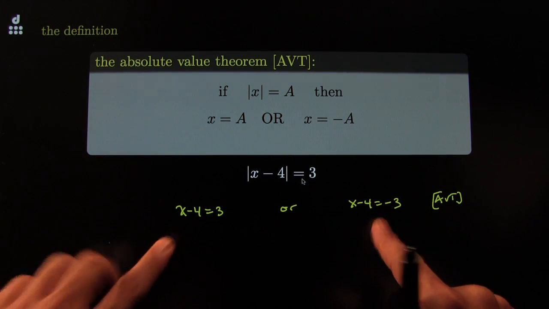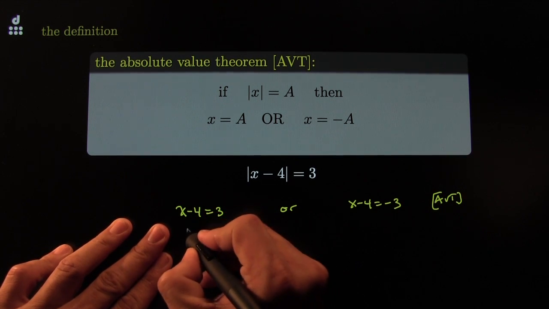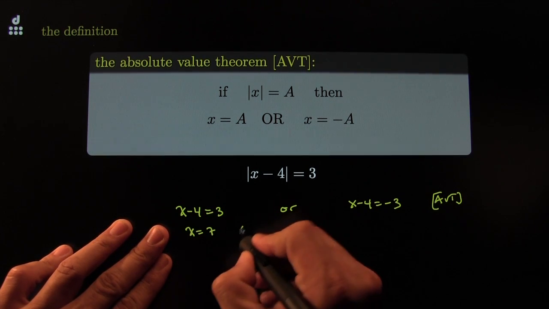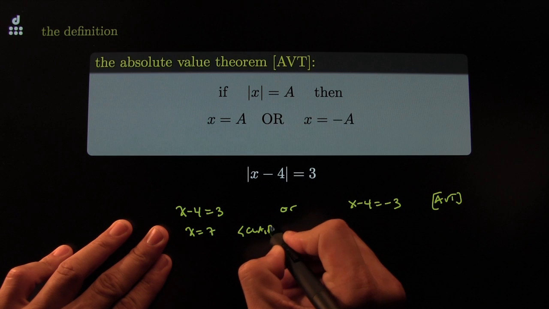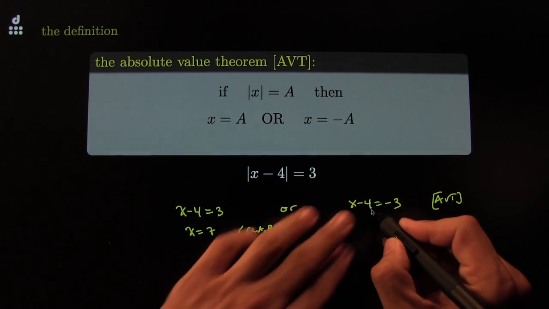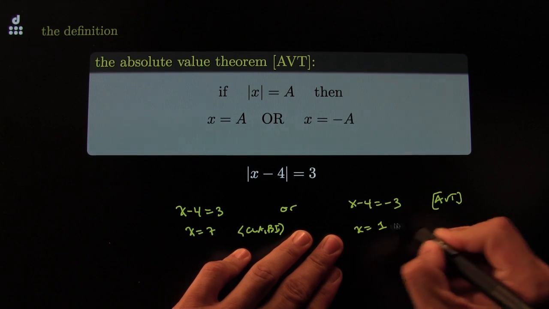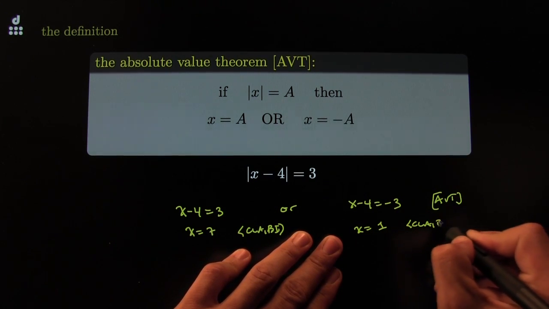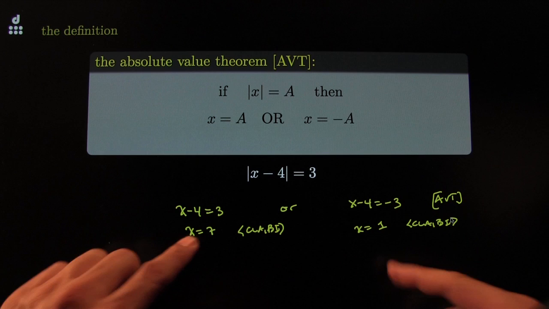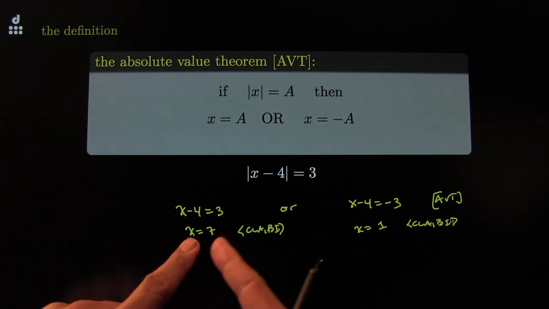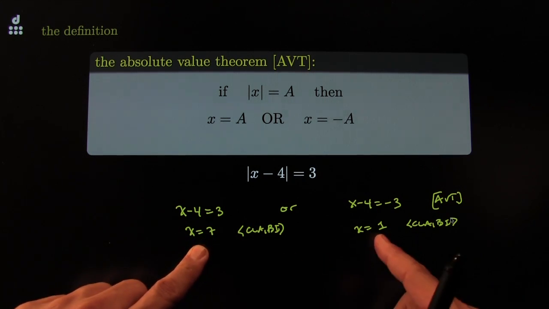and so they're easier. This one I would add 4 to both sides, and I would get that x is equal to 7 by cancellation law of addition and some other easy axioms. Here I would add a positive 4 to both sides, and that would give me 1, again by cancellation law of addition and some easy axioms. And so I've got my solution. My solution is two possible numbers, 7 or 1.